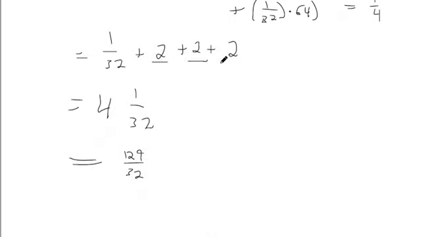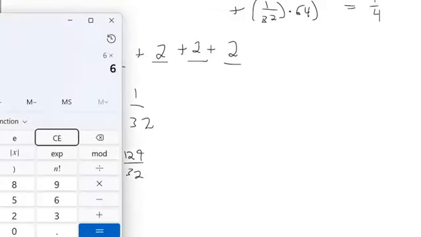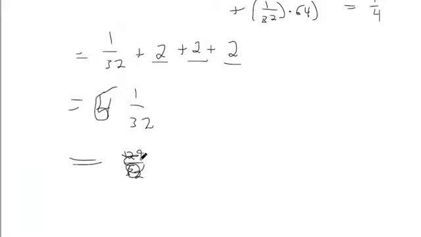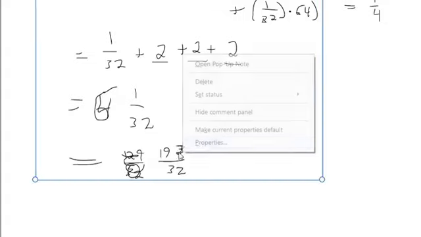Whoops, it looks like I can't do simple math. Sorry. 2 plus 2 plus 2 is 6. So this is 6 and 1/32. So that's 193 over 32. Okay, there's the correct answer.